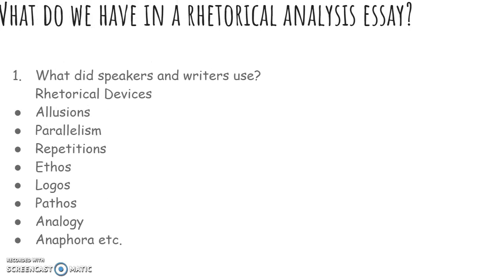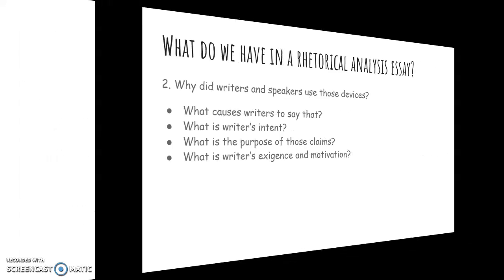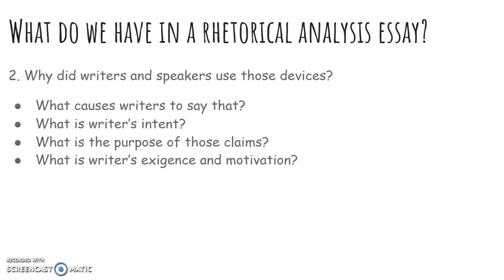So let's look at the first thing that we have in the rhetorical analysis essay. The first one is, what did speakers and writers use? They use rhetorical devices. There are some examples I have given here: allusions, parallelism, repetitions, ethos, logos, pathos, analogy, anaphora, and so on. So there are a lot of devices that writers may use in their pieces to make their piece more perfect.